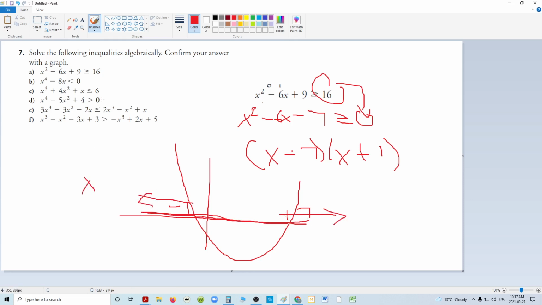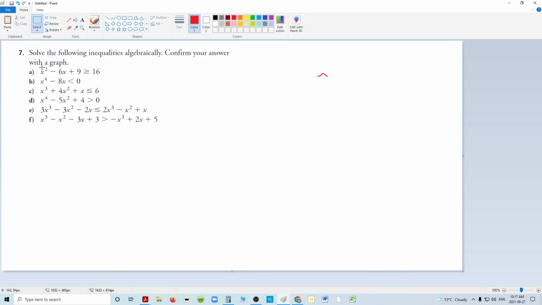So you say, for this to be true, x must be smaller or equal to minus 1, or x must be bigger or equal to plus 7. I'm not going to put it in the full notation, but that's what you'd say. And they're all like that. And there we go. Next one, I'll try to steam through the easy ones.